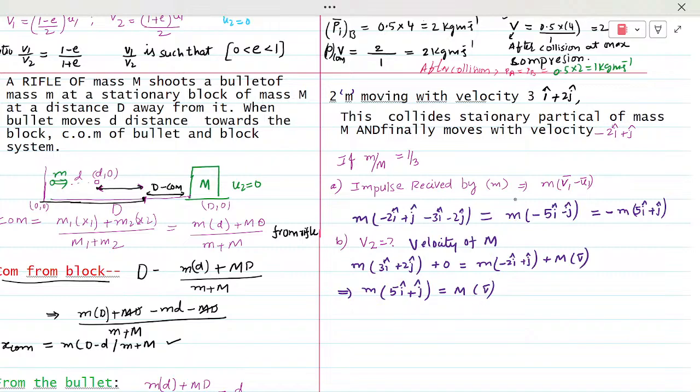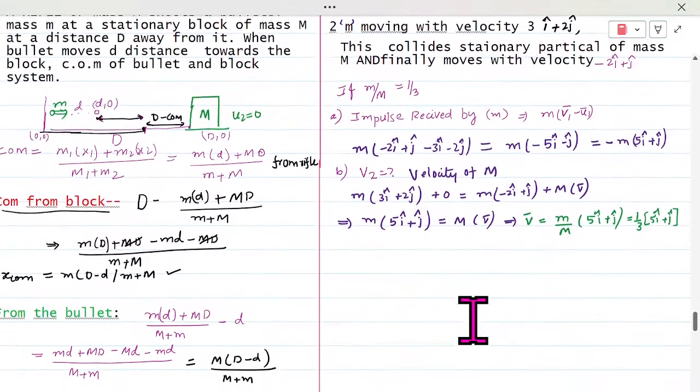So now only the velocity v bar is being asked. That implies v bar is equal to small m by capital M into 5i cap plus j cap. This value 1 by 3 is given, so it equals 1 by 3 into this. So this is the answer. Understand this, it is a simple question, very easy.